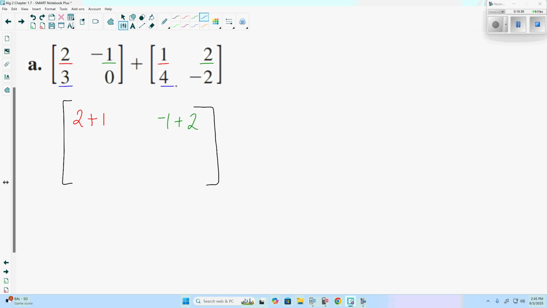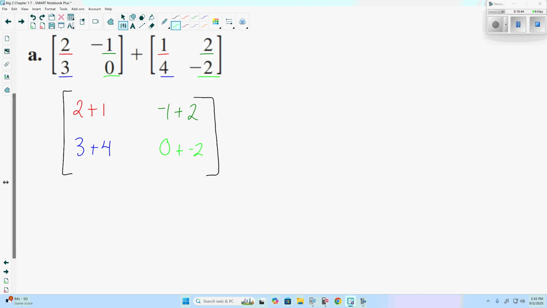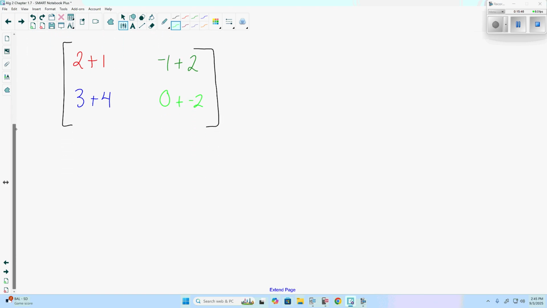Then we have 3 and 4. And lastly, we have 0 and negative 2, and we add those. Since the dimensions are the same, we add the corresponding elements and get this here. Questions on this so far?